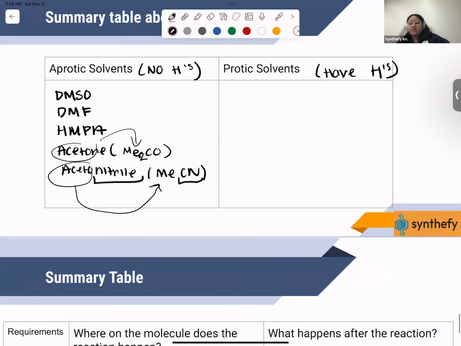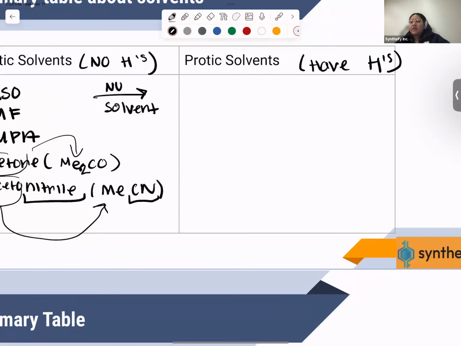So again, there are no hydrogens in those molecules. DMSO, DMF, and HMPA are just abbreviations for molecules. If you want to know what they look like, they're a hassle to draw, so usually they will just be abbreviated. And again, solvents are found under the arrow. Sometimes if you're given a word problem, it will tell you the solvent, like aqueous conditions or DMSO, DMF. But you do have to memorize this table. You do have to know the aprotic solvents.